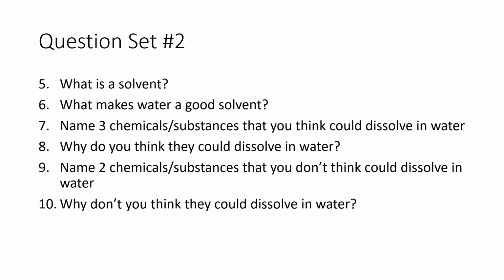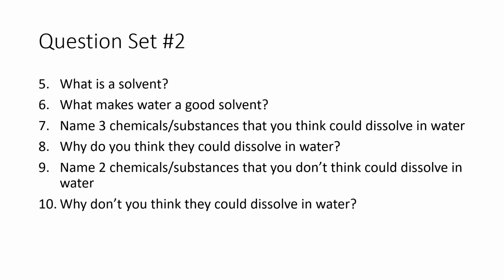7, name 3 chemicals or substances that you think you could dissolve in water. Table salt, vinegar. I'm thinking of random things here. Ethanol. What else? Protein powder. These are all different things you could think of. Sugar. 8, why do you think they could dissolve in water? Because those are polar substances. So polar will dissolve in polar. You might also hear the term like dissolves like.